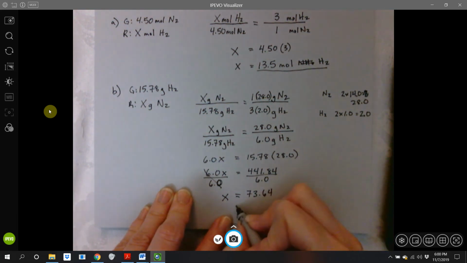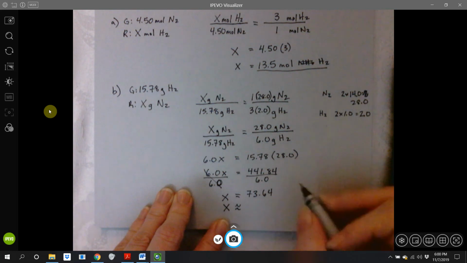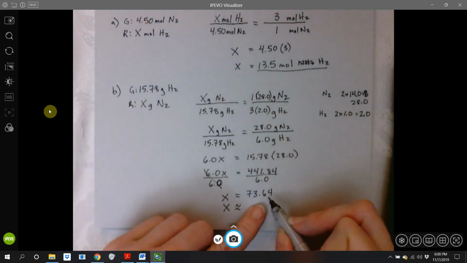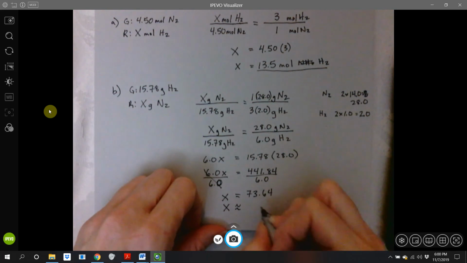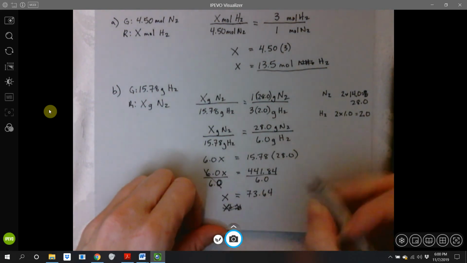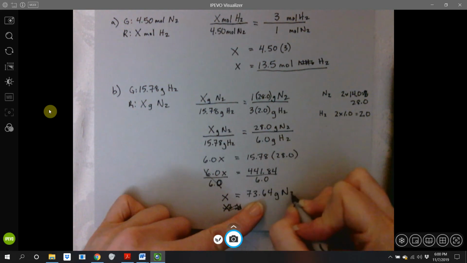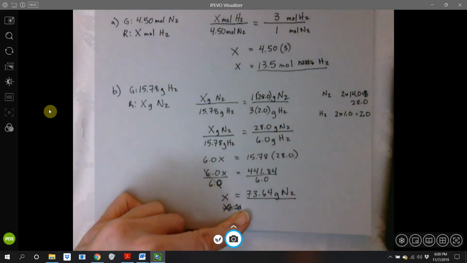73.64. Let's do our last and final step here. We need 4 digits. We have 4 digits here, so we don't really even need to round it off at all. And we were looking for grams of N2, so grams of N2, and we can just give her an underline.